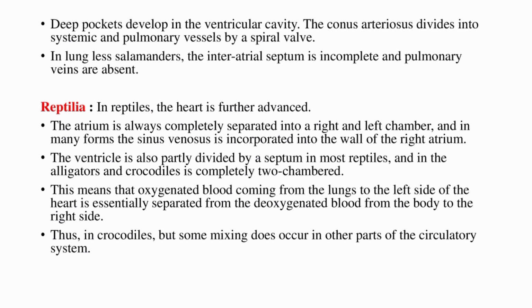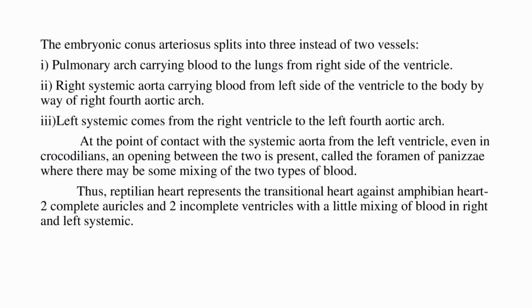Thus, in crocodiles, but some mixing does occur in other parts of the circulatory system. The embryonic conus arteriosus splits into 3 instead of 2 vessels. First one, pulmonary arch carrying blood to the lungs from the right side of the ventricle. Second one, right systemic aorta carrying blood from the left side of the ventricle to the body by way of the right 4th aortic arch. Third one, left systemic comes from the right ventricle to the left 4th aortic arch.